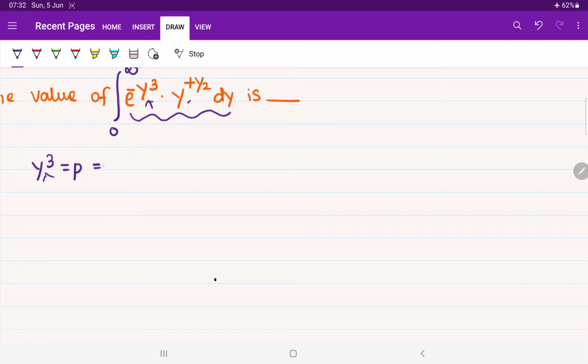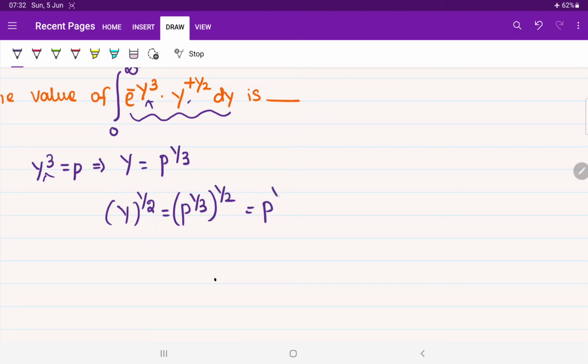From this, can I write like this? From this I can say y is equal to p power 1 by 3. Yes, sir, undoubtedly. Then on both sides, I am just going to put the power 1 by 2. Here we already have 1 by 3 in the power. If I put 1 by 2 also, then it will become p power 1 by 6. I hope you understood this.